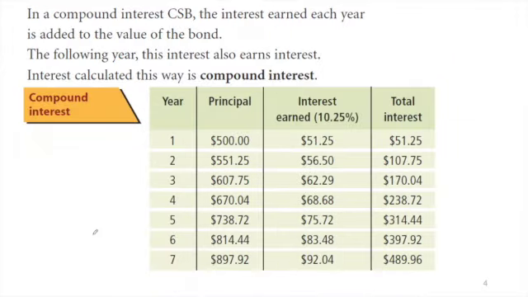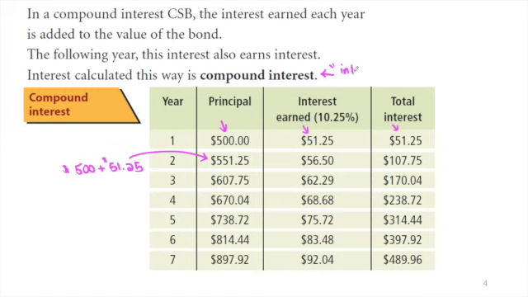Okay, compound interest, which I'll go over the formula in a second, but in a compound interest CSB, the interest earned each year is added to the value of the bond. So you'll notice the difference for compound interest. We start with $500 as our principal. Our interest is still the same, so $51.25, so our total interest is $51.25. However, to get this total principal here, you go 500 plus the $51.25. So you end up getting interest on your interest. You end up making interest on your interest, which is definitely a benefit for compound interest.